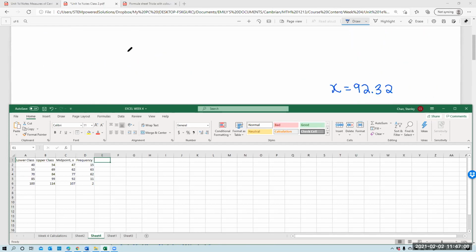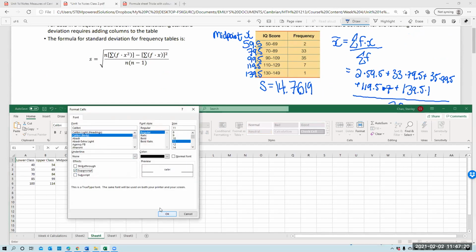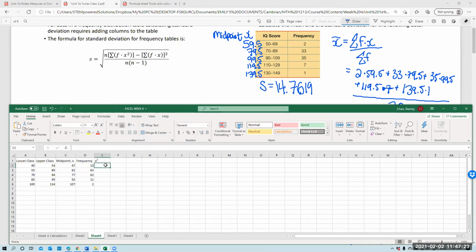So now I need to work with this formula right here. I need to start solving for f dot x squared. So I'm just going to square my x. Why not square my x right now? So I'm going to square the x right here. All that I'm going to do is this value C2 times C2. Enter. So that C2 times C2 is right here. And then the other value that we can do now is f times x squared.